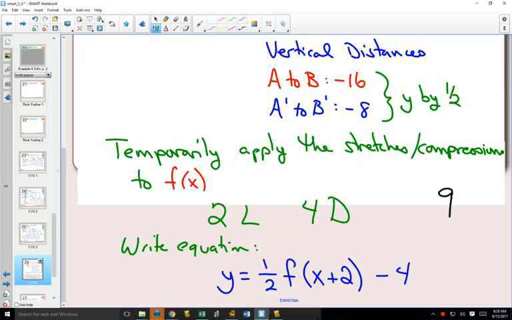So in the last 10 minutes now, we're going to work on question number 9 or other questions from the previous homework.